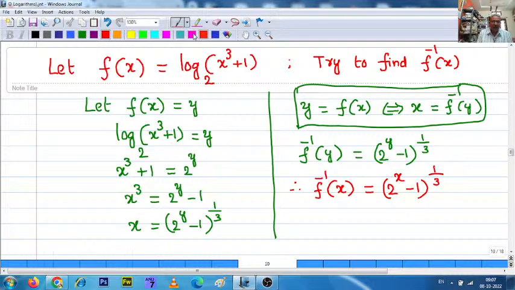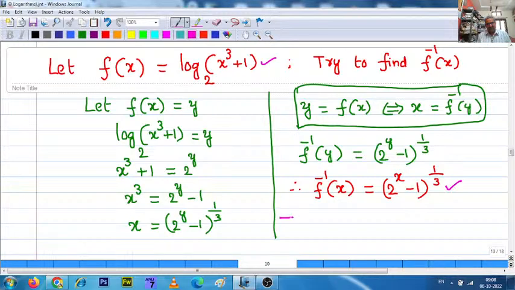See, what is the important observation? f of x is equal to log of (x cube plus 1) to the base 2, and f inverse x is equal to (2 power x minus 1) all to the power of 1 by 3. They are mutually inverse of each other. They are inverse functions.